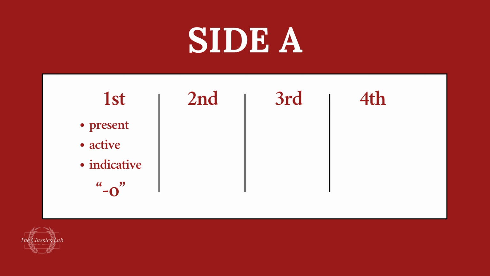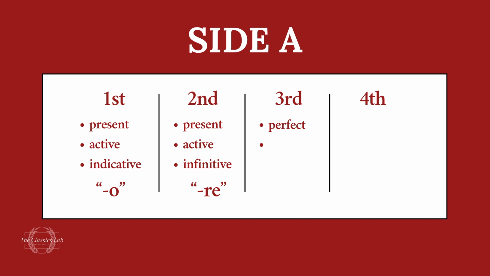It's especially important to know the first principal part of a verb because this is what is used to list the verb alphabetically in a Latin dictionary. The second principal part will always be the present active infinitive, and this will usually end in the letters RE.